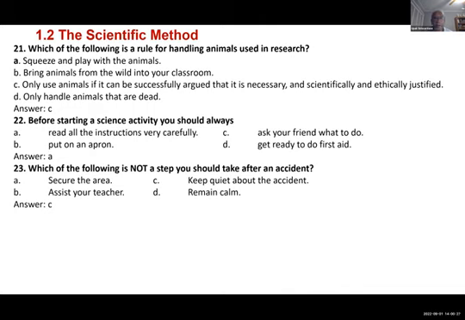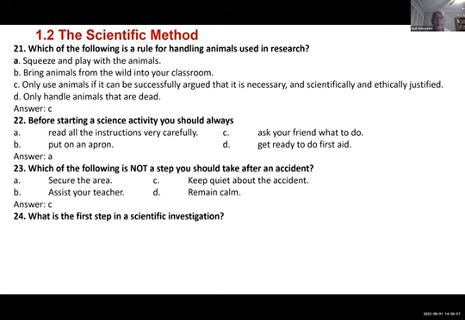C is not the correct answer. I had to correct that one. The correct answer is assist your teacher. All right. If an accident happened, the answer I put was wrong. The answer is assist your teacher.